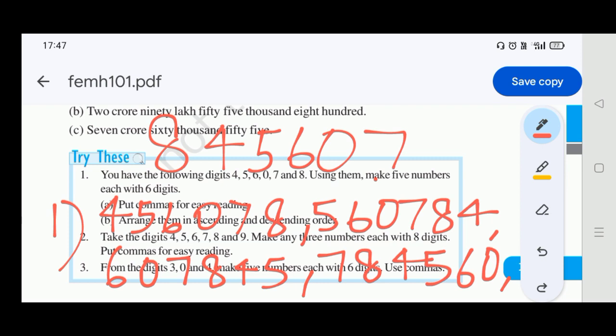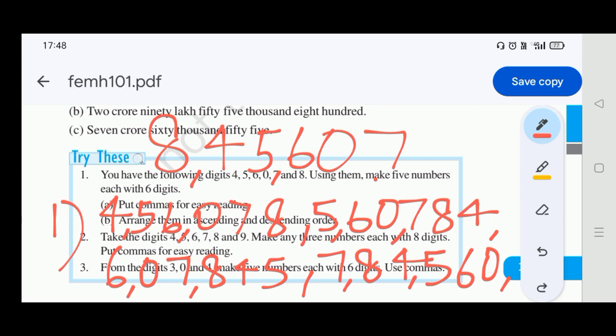So I have written them already in ascending order. We have to put commas for easy reading. The first number is 4,56,078. The second number is 5,60,784. The next number is 6,07,845. The next number is 7,84,560. And the last number is 8,45,607.